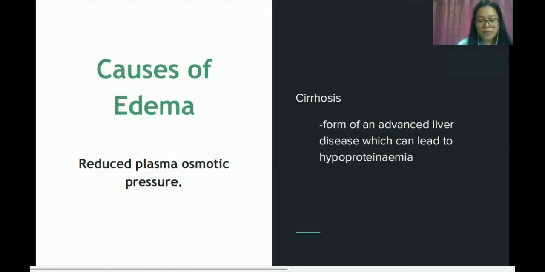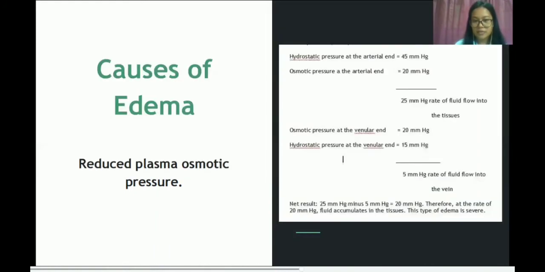The accumulation of fluid into the interstitial spaces or body cavities is explained as follows. Comparing to edema caused by increased hydrostatic pressure with only 5 mmHg rate of fluid accumulation in the tissues, the reduced osmotic pressure causes fluid to accumulate in the tissues at the rate of 20 mmHg, making it more severe.